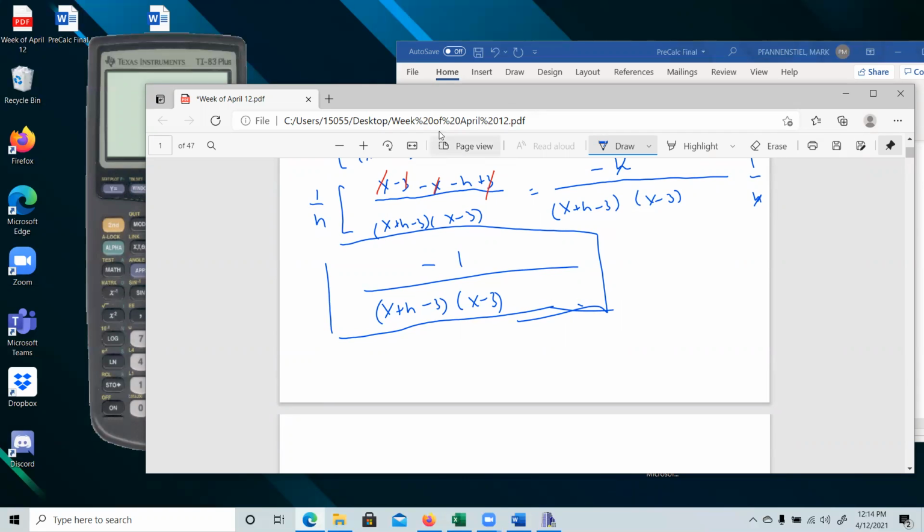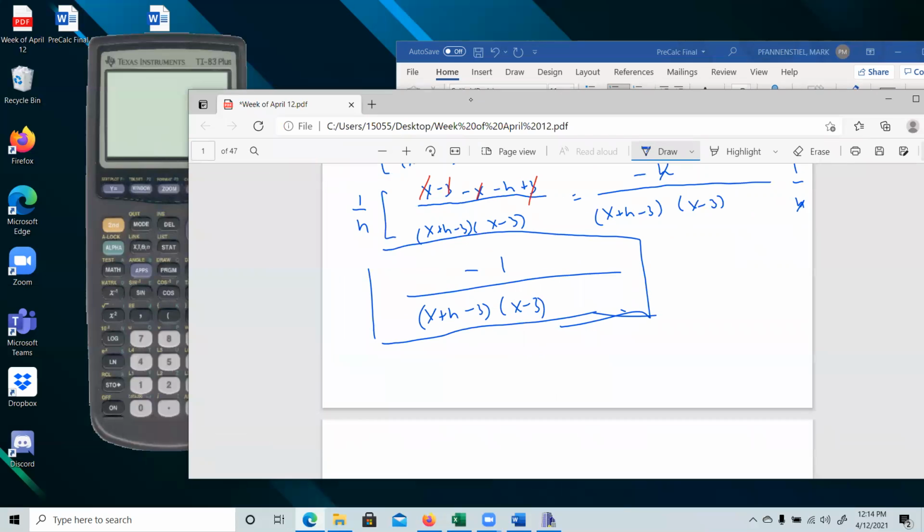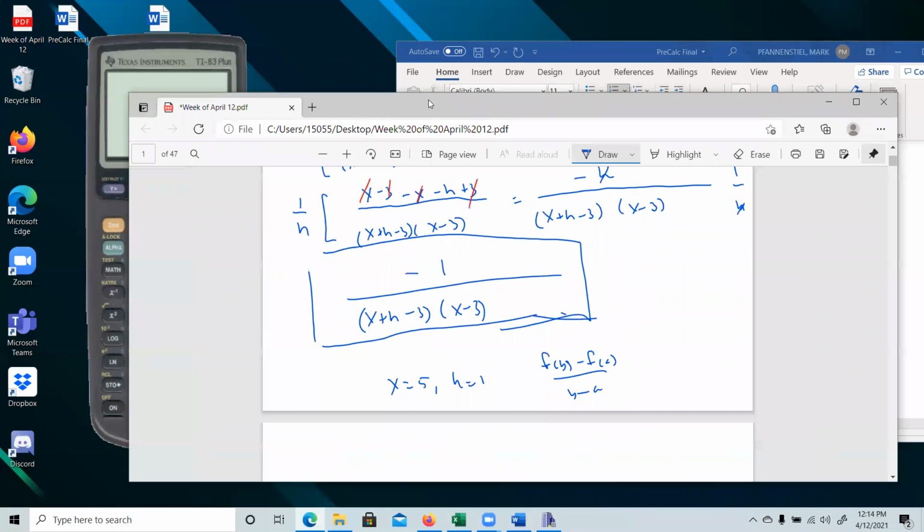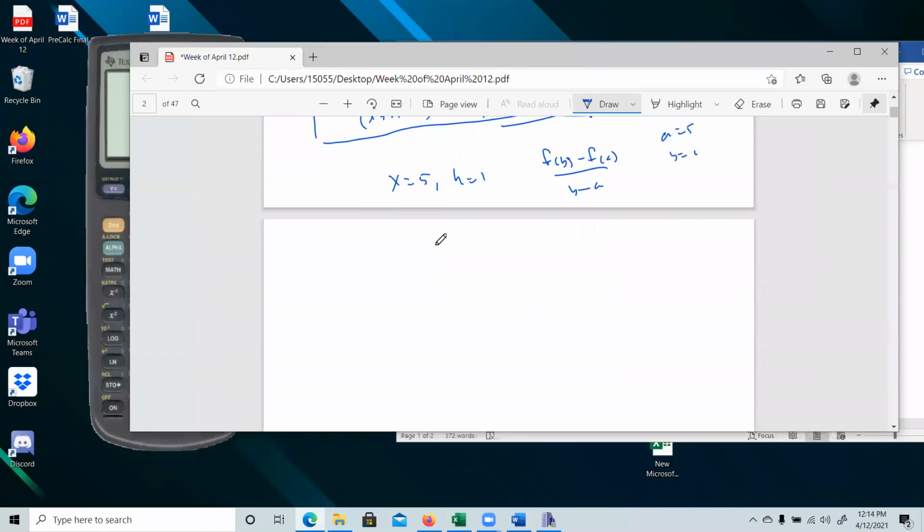So what do we have here? We have x is equal to 5, h is equal to 1. And then we want to do f of b minus f of a over b minus a. What do we have here? We have 5 and 6. B is equal to 6. Okay, let's see what happens.